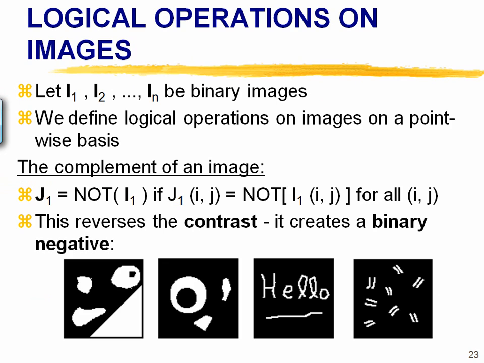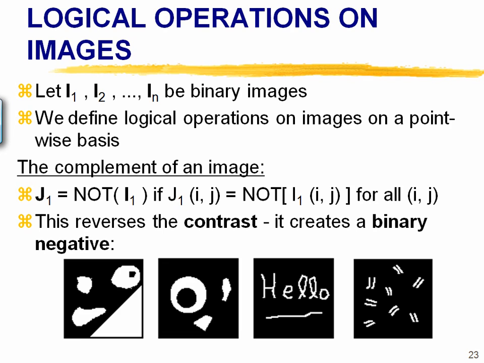All right, now let's look at very simple things you can do with these operations. A simple NOT operation: the way we would define it is, if I do a NOT on an image, I get a new image J, if the original image is I, and basically that operation is a NOT of every pixel in the original image, okay? And the end product is nothing but a binary negative of your input image, okay?